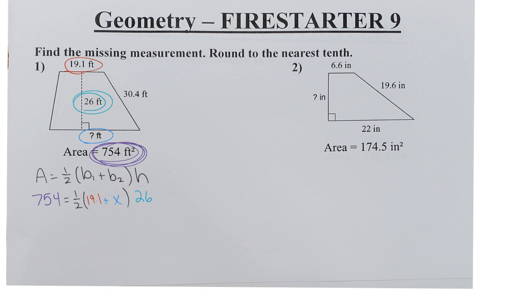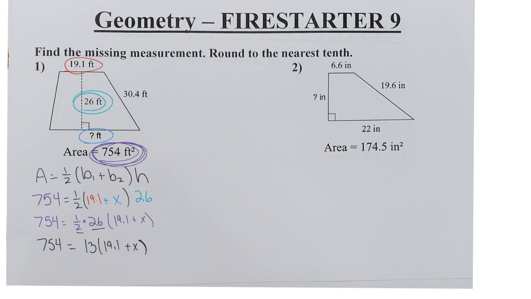Now look, I have everything except one letter. That means I can use PEMDAS backwards, or I can solve using Algebra 1 solving skills. I'm going to do a little bit of rewriting. Notice I'm going to put the 26 right next to the 1/2, and 1/2 of 26 is 13. So this turns into 13. I'm going to leave 19.1 plus X right here. It's equal to 754. I'm just solving a multi-step equation. I call it PEMDAS in reverse. If you need help with that, let me know. This is just Algebra 1 review.